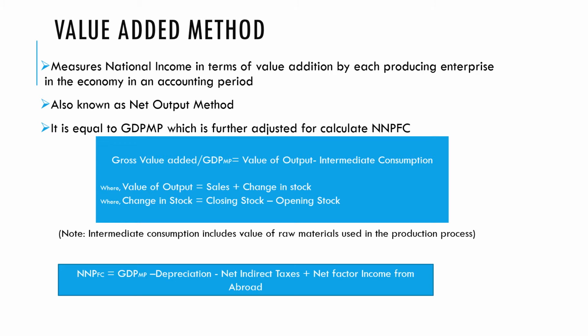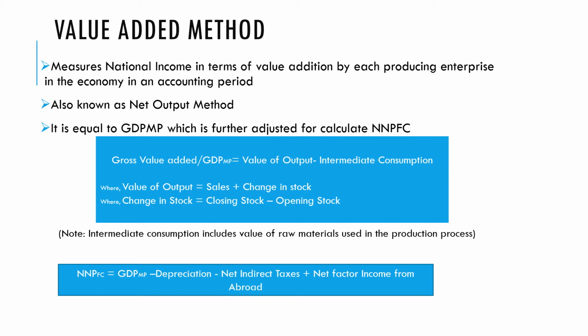So the formula here will be gross value added, or GDP at market price, equal to value of output minus intermediate consumption. Here the value of output will be equal to sales plus change in stock. Please note that in case the company is able to sell its entire production during that year, the entire value of output will be equal to sales. But in case the company is not able to sell its entire production, then there will be some stock remaining at the end of the year, which is called the closing stock. So the change in stock may be calculated by subtracting opening stock from the closing stock and adding it to the sales. So the formula will be value of output equal to sales plus change in stock.